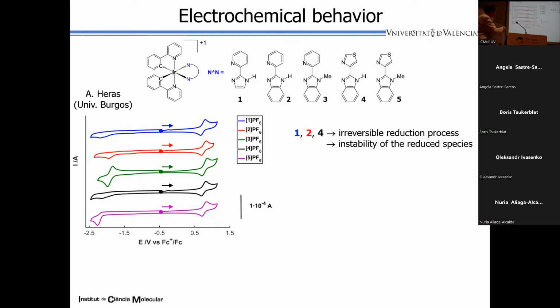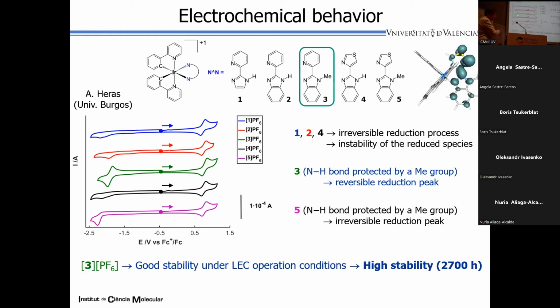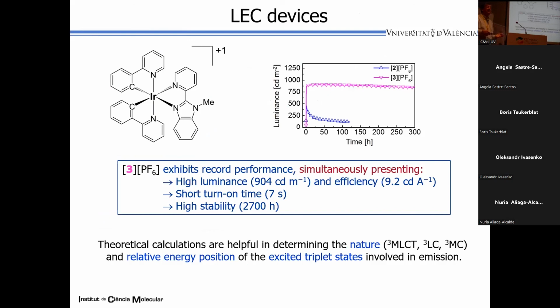And if you look at the redox properties, for 1, 2, and 4, the reduction of those complexes is irreversible. That means that they will not be very stable in the device when you inject the electrons. By contrast, for 3, you have a fully reversible reduction, and it will be more stable. 5 is a special case. This reversibility gives good stability to this complex when you are operating the LEC. And that is the reason for the high stability.